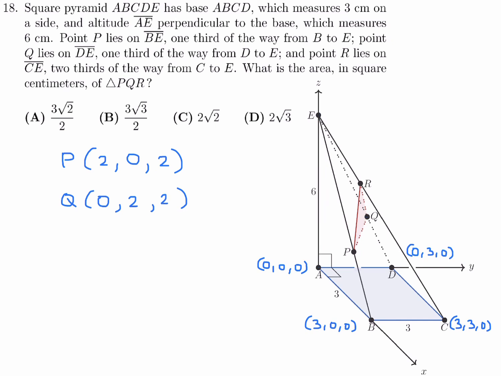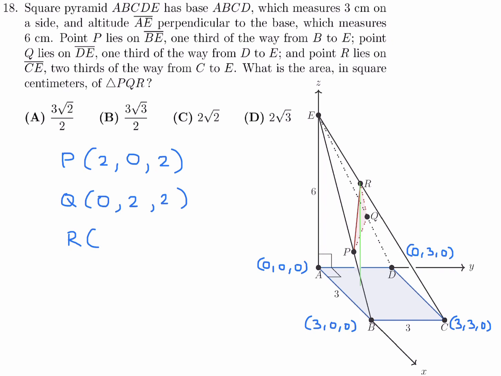Okay, so now we get to R. R is a little bit trickier, so I'm going to actually draw a line to represent it as it comes down and hits the bottom. So since that hits the bottom, let's just look at the x and y, and then we'll talk about z. So for R, it's coming all the way down, and R is basically 2/3 of the way from C to E.